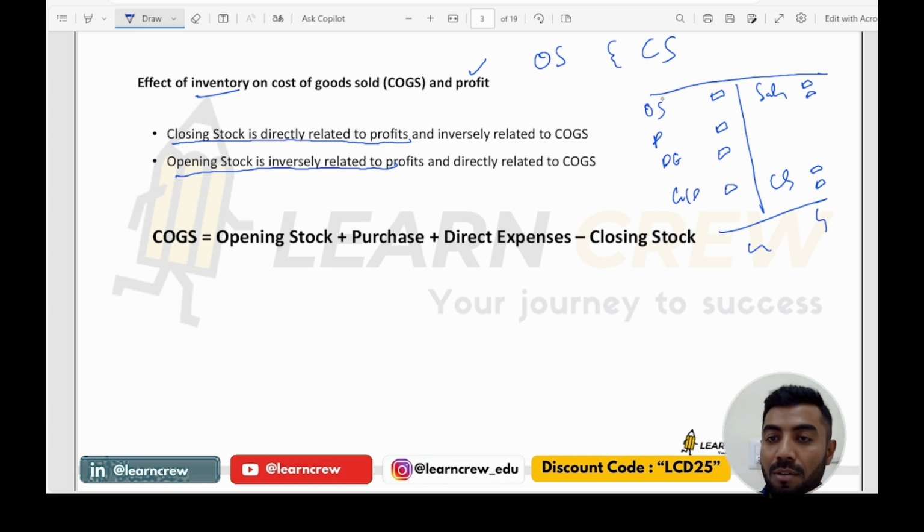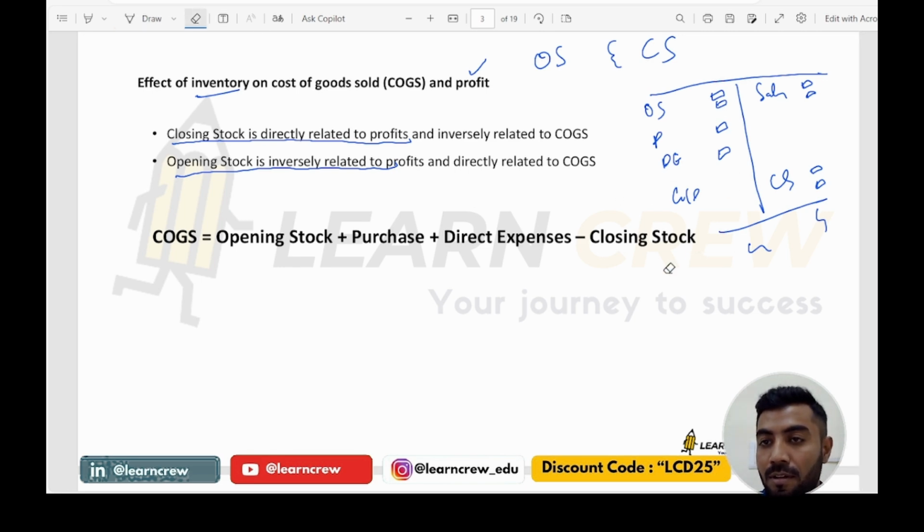Say for example now, opening stock is increasing, which means one quantity is added. So where can you adjust this? It has to be adjusted to the profit only. When this is increasing, we'll have to remove here. This has to be removed. Let me take it in this way.